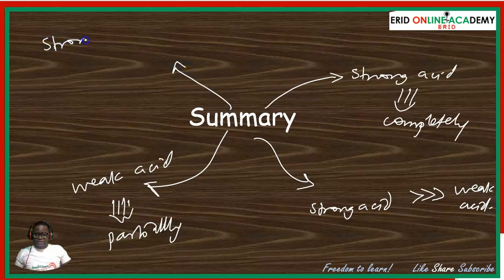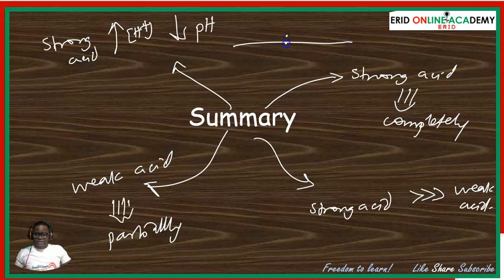Strong acid will have a higher hydrogen ion present, dissociated or ionized, and of course it will have a lower pH than a weak acid. At the same concentration, strong acid will have a lower pH than a weak acid. The lower pH signifies that it's a better acid. Remember your pH scale. Okay, if you go downwards, you are going towards acid. If you go to higher pH, you are going towards base.